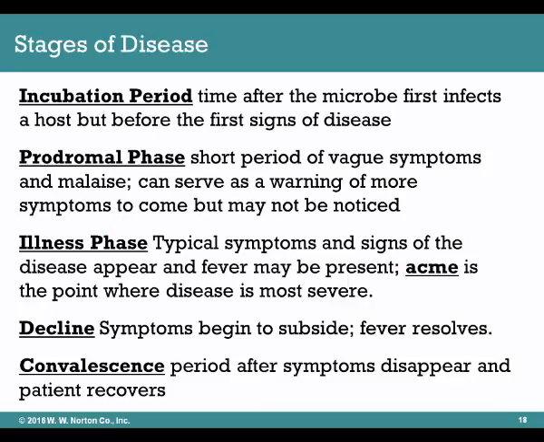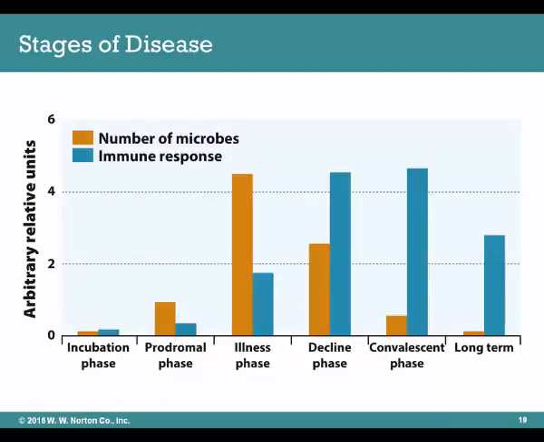I've already described these, but I have them written out for you to make it clear. Another way of looking at these phases is to look at the immune response as well as the number of microbes. Why do we have a peak in the number of microbes during the illness phase, and then why does it decrease in the decline phase? It's because our immune system takes time to ramp up and respond to the microbe's presence in our body.